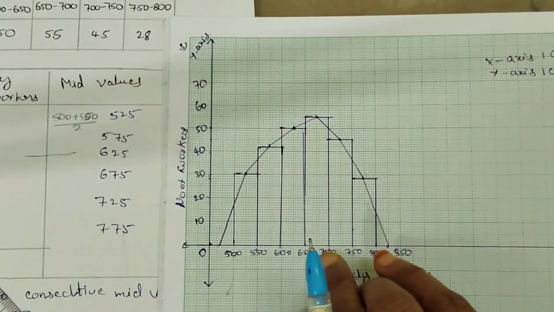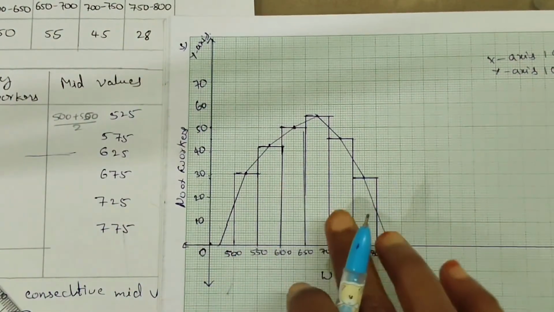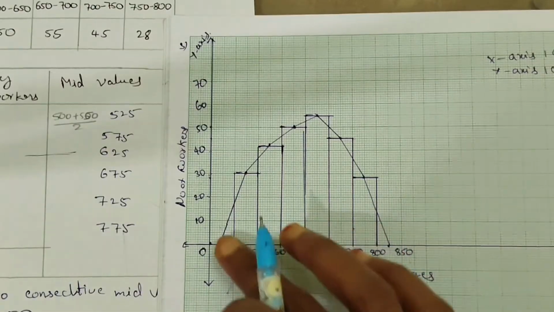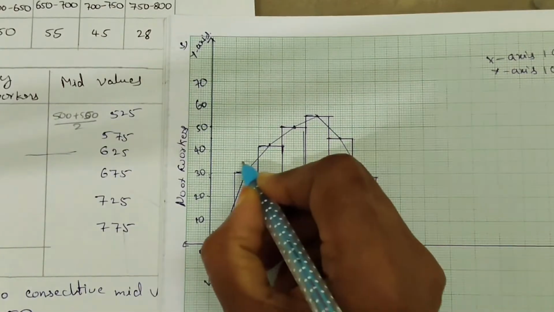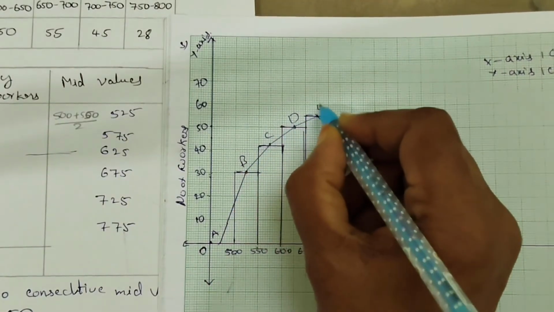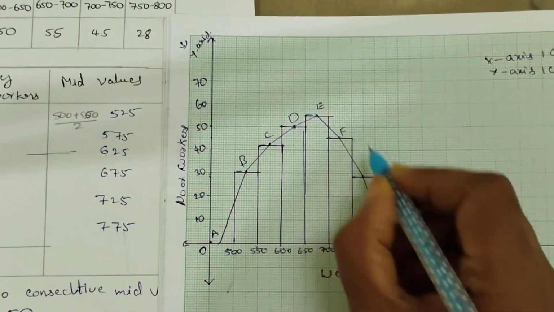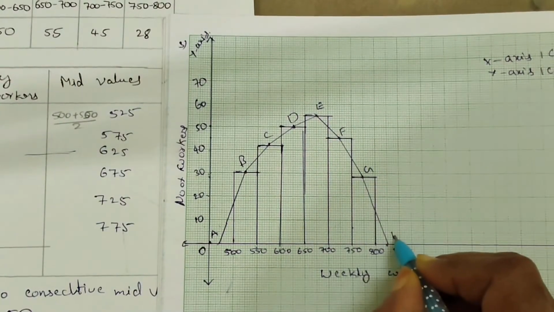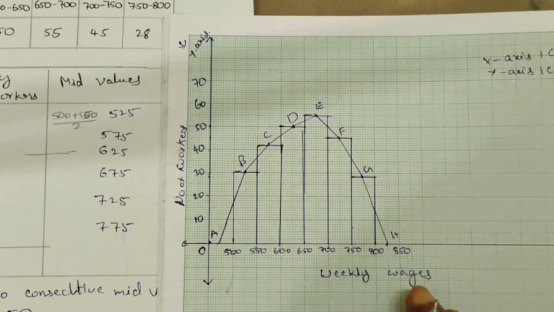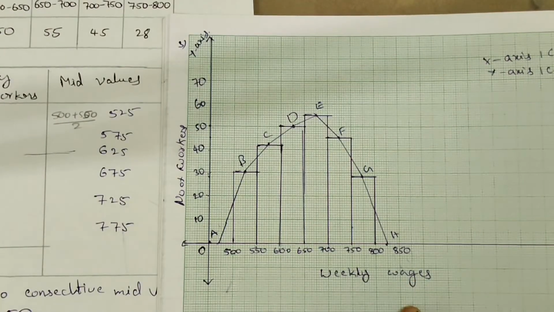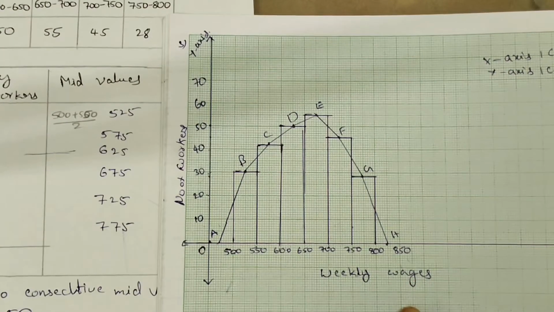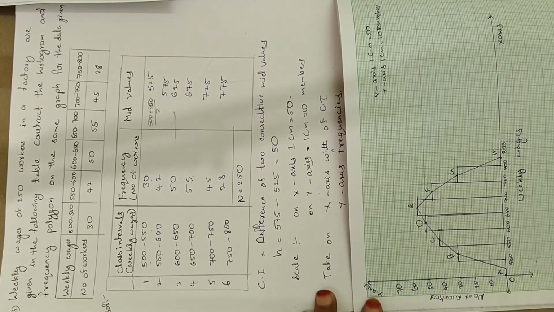So this is the polygon. The rectangles are the histogram. This is the polygon, and the points on this polygon are A, B, C, D, E, F, G, H. This is the complete graph, the complete answer to the third question.